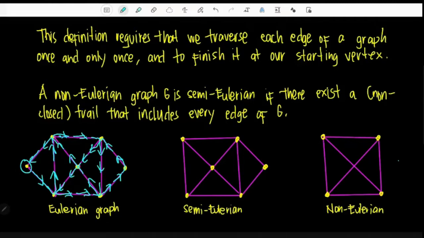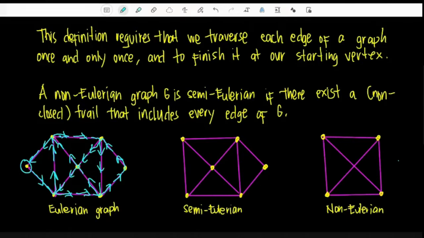Okay. So, that's my Eulerian trail. Since I was able to make an Eulerian trail, I traversed all the edges one and exactly once, and I was able to return to the original or to the initial vertex. So that means that this is an Eulerian graph.